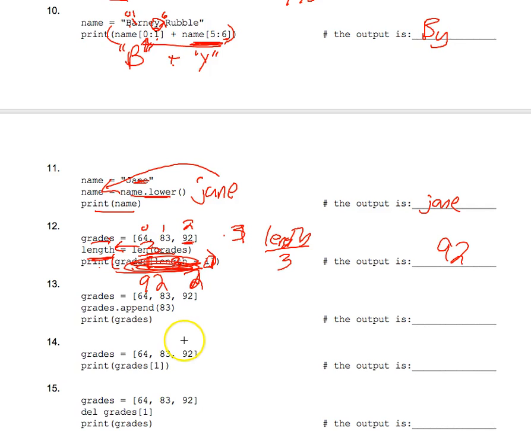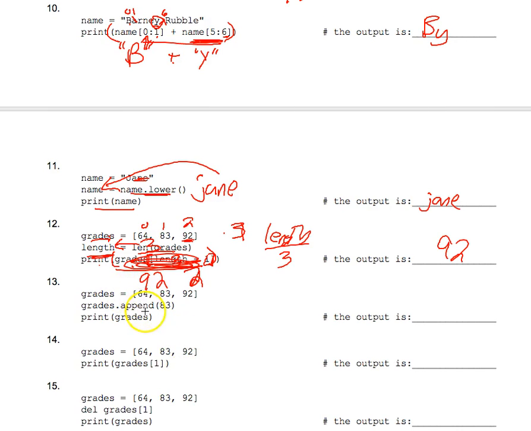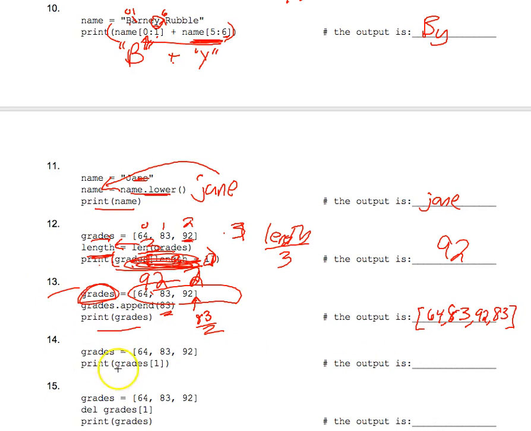Number 13, the append method takes this 83 and squeezes it into the list and adds it to the end. And if we print grades, we're printing the whole list with this 83 included. So you should put the square brackets here because you're printing the whole list. And I'm trying to be as neat as possible here. The 83 now needs to be tucked in there, and that's the answer to this exercise.